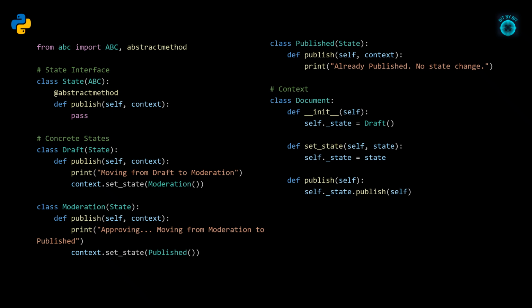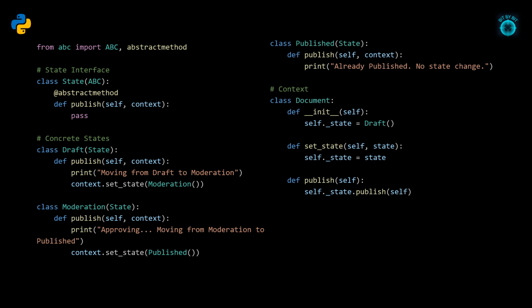The Draft class moves the document to moderation by calling context.setState and assigning a new Moderation instance. The Moderation class represents a review phase. It transitions to Published when approved. The Published class prints a message but doesn't change the state any further.